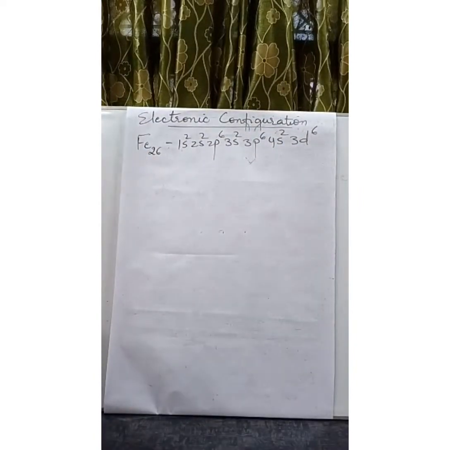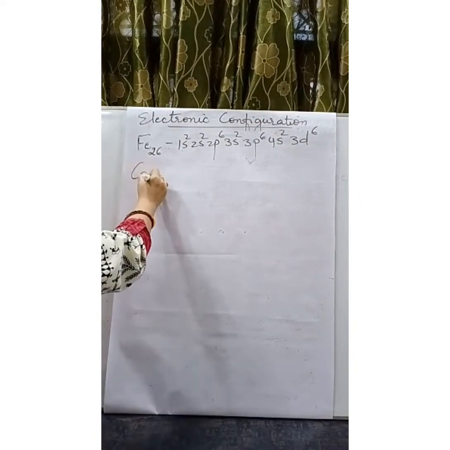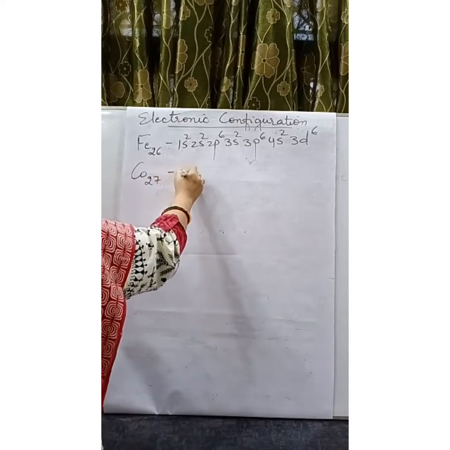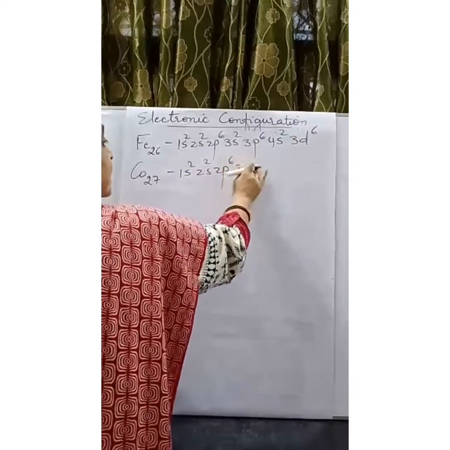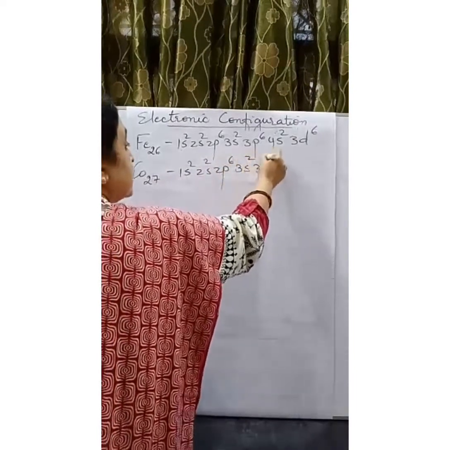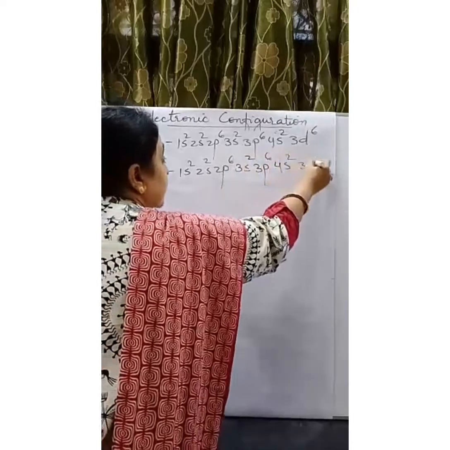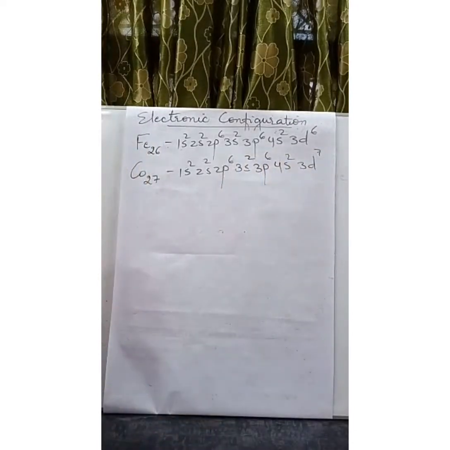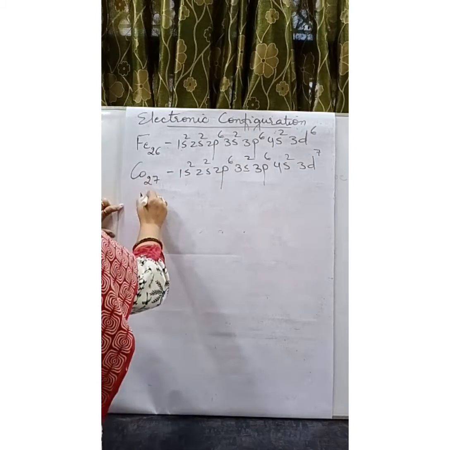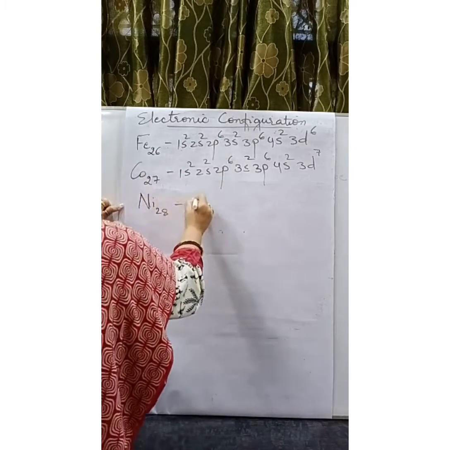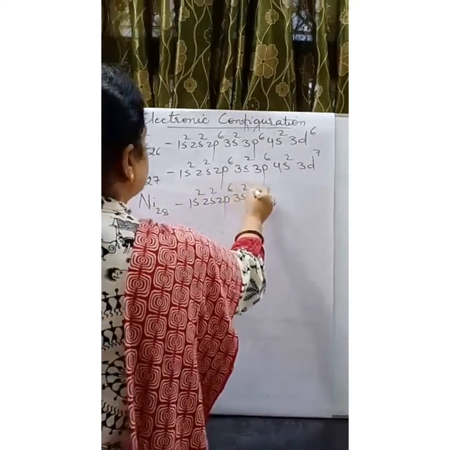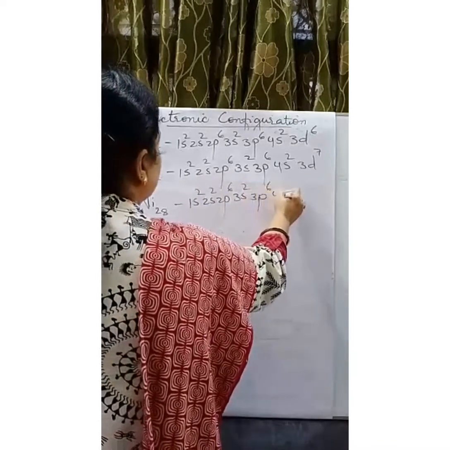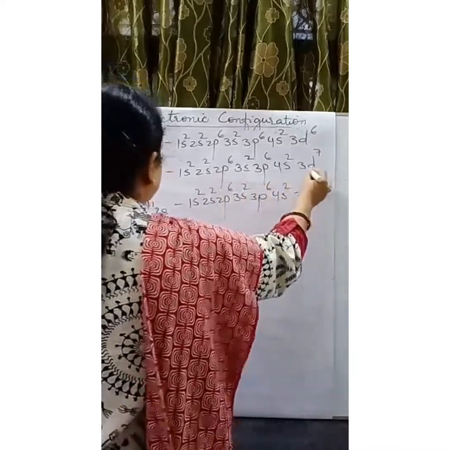After iron, we have cobalt, atomic number 27. 1s2, 2s2, 2p6, 3s2, 3p6, 4s2, 3d7. You know the capacity of d orbital is 10 electrons. After cobalt, we have nickel, 28. 1s2, 2s2, 2p6, 3s2, 3p6, 4s2, 3d8.